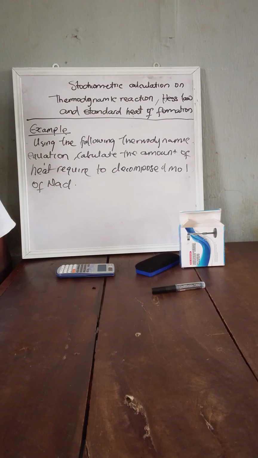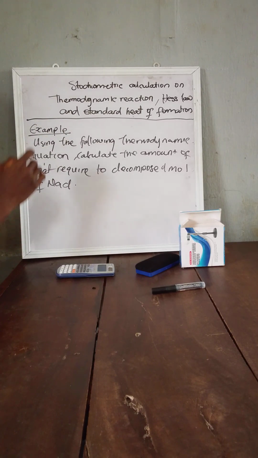And in thermodynamic reactions, we have two specific rules. When you multiply any thermodynamic reaction by any factor, the delta H must also be multiplied by the same factor. When you reverse any thermodynamic reaction, the delta H sign must also be reversed.